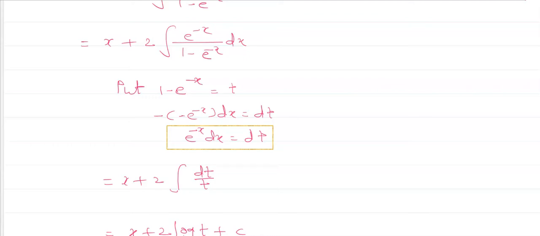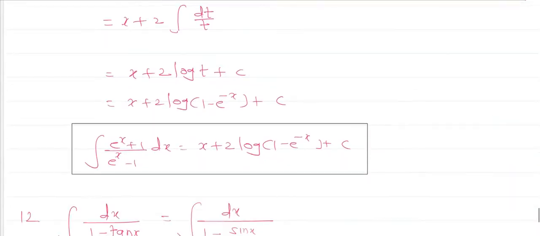Therefore x is as it is, plus 2 times the integral of dt upon t. What is the integral of dt upon t? It is log of t plus c. Therefore x plus 2 times log of (1 minus e raised to minus x) plus c, and hence the integral of (e raised to x plus 1) upon (e raised to x minus 1) dx equals x plus 2 times log of (1 minus e raised to minus x) plus c.